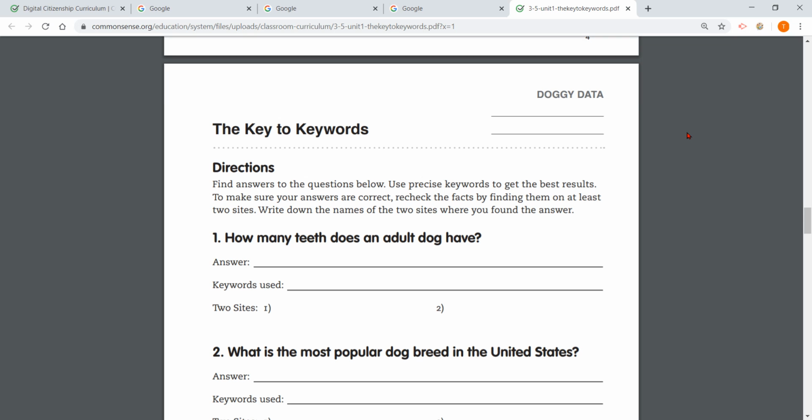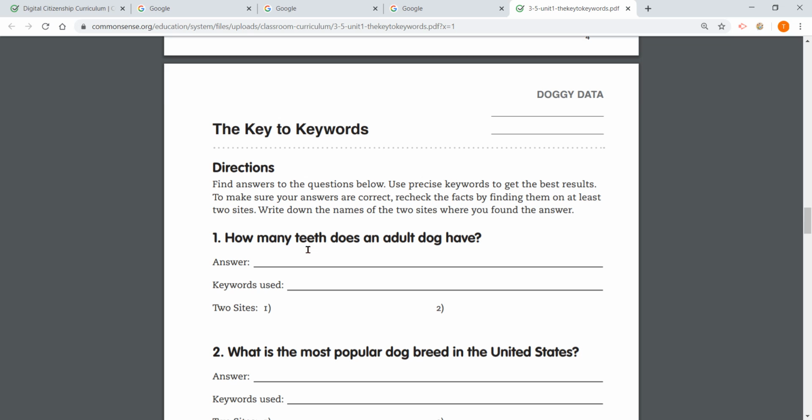So it says, find answers to the questions below. Use precise keywords to get the best results. To make sure your answers are correct, recheck the facts by finding them on at least 2 sites. Now, I'm not going to make you write down the names of the sites. Maybe I'll make you do that someday in another activity. But for today, let's just look at the first question.